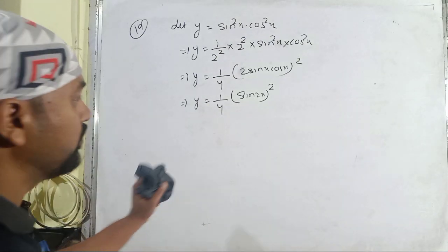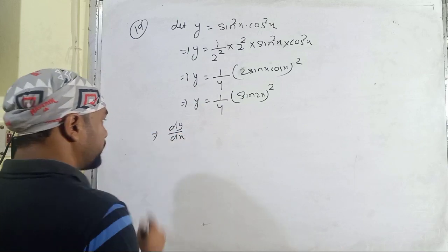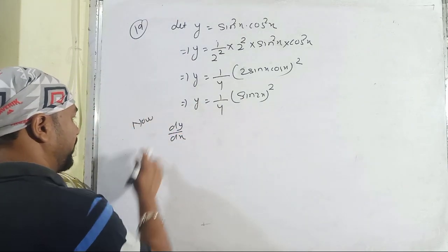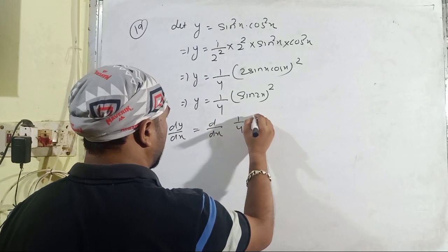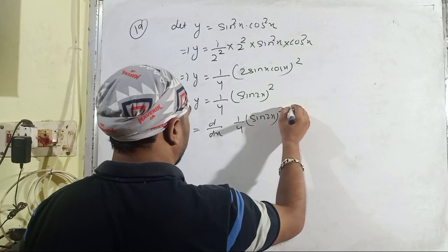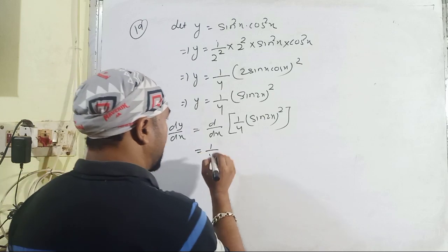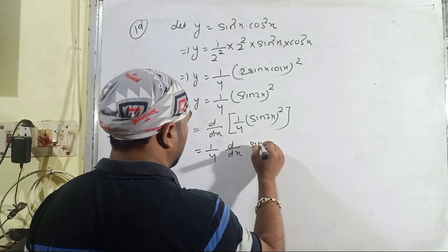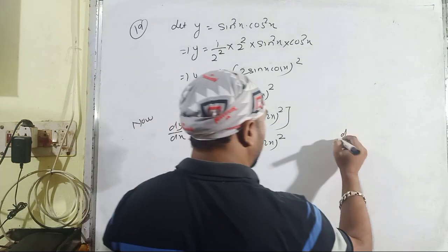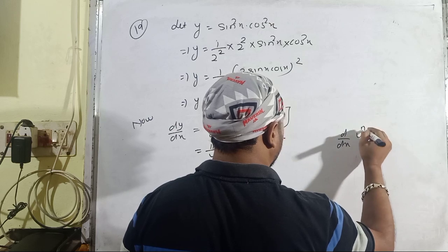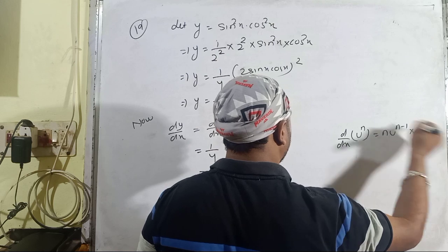Now we can differentiate the function y. So dy upon dx. Now differentiating both sides with respect to x, it will be differentiation of 1 upon 4 multiplied with the whole square of sin 2x. So it is 1 upon 4 differentiation of whole square of sin 2x. It is in the form of differentiation of u to the power n, which is equal to n into u to the power n minus 1 multiplied with the differentiation of u with respect to x.